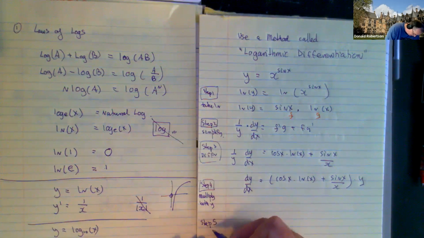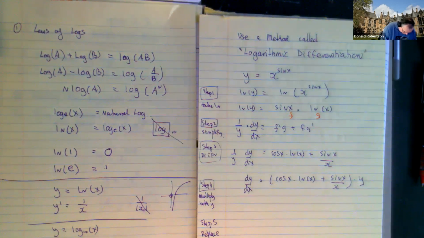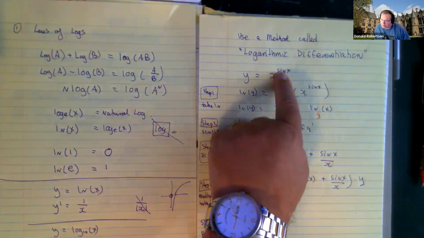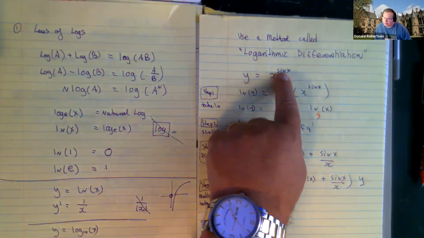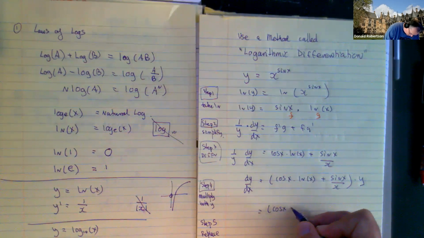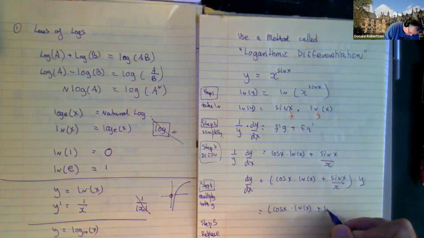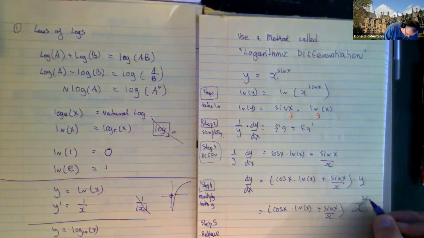Step 5. Replace the y. What do I mean by that? Well, isn't y also x to the power of sine x? So shouldn't that y be x to the power of sine x? So the answer we have is cosine x times log x plus sine x over x, times x to the power of sine x.